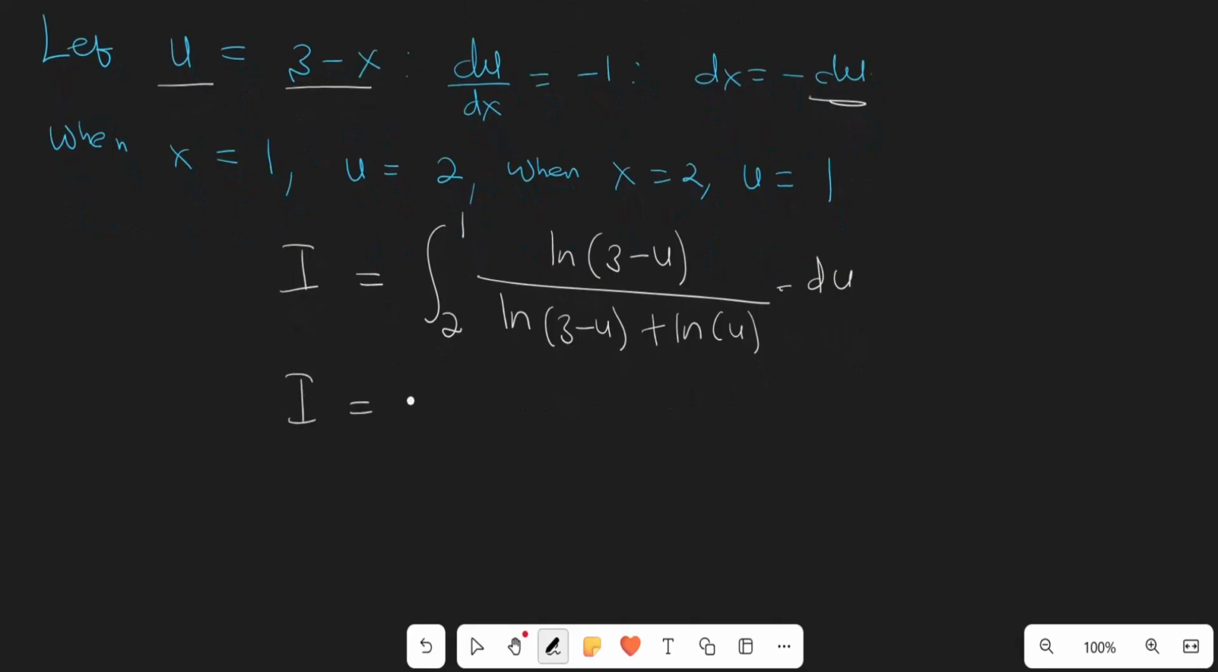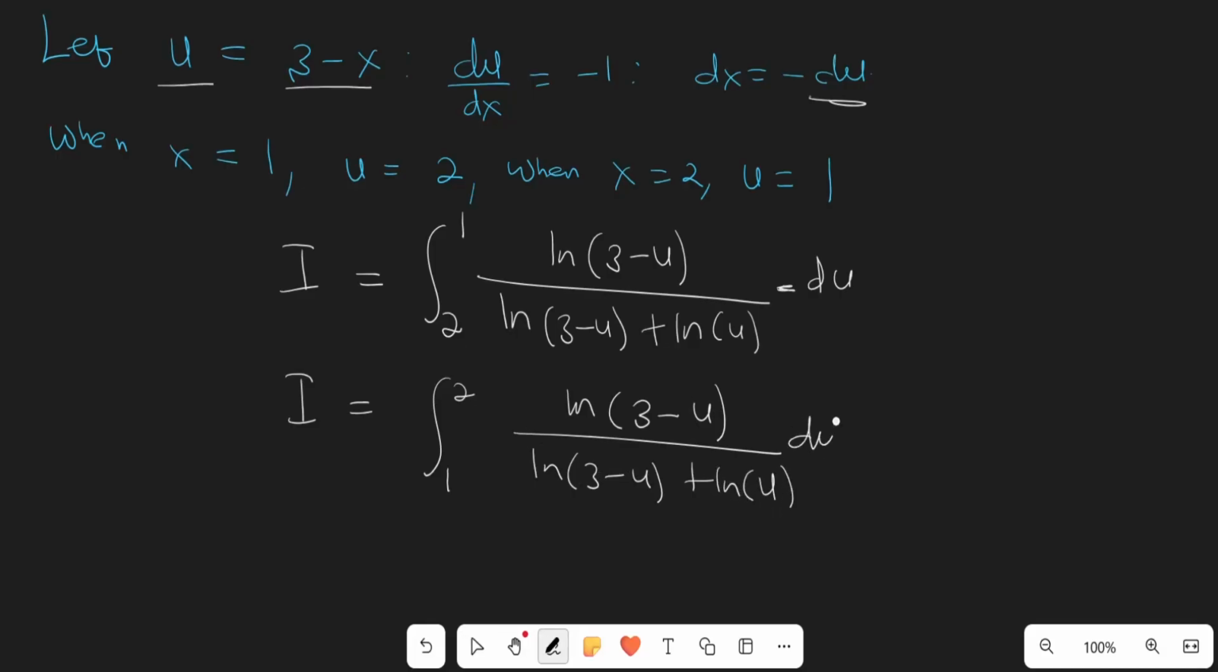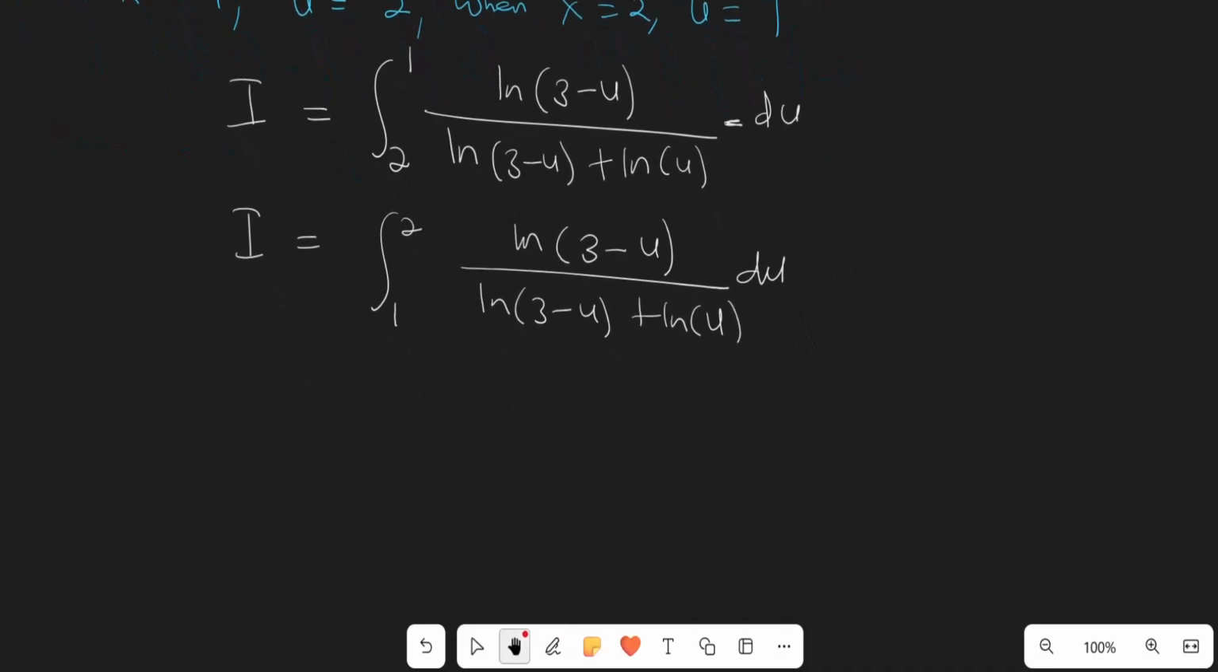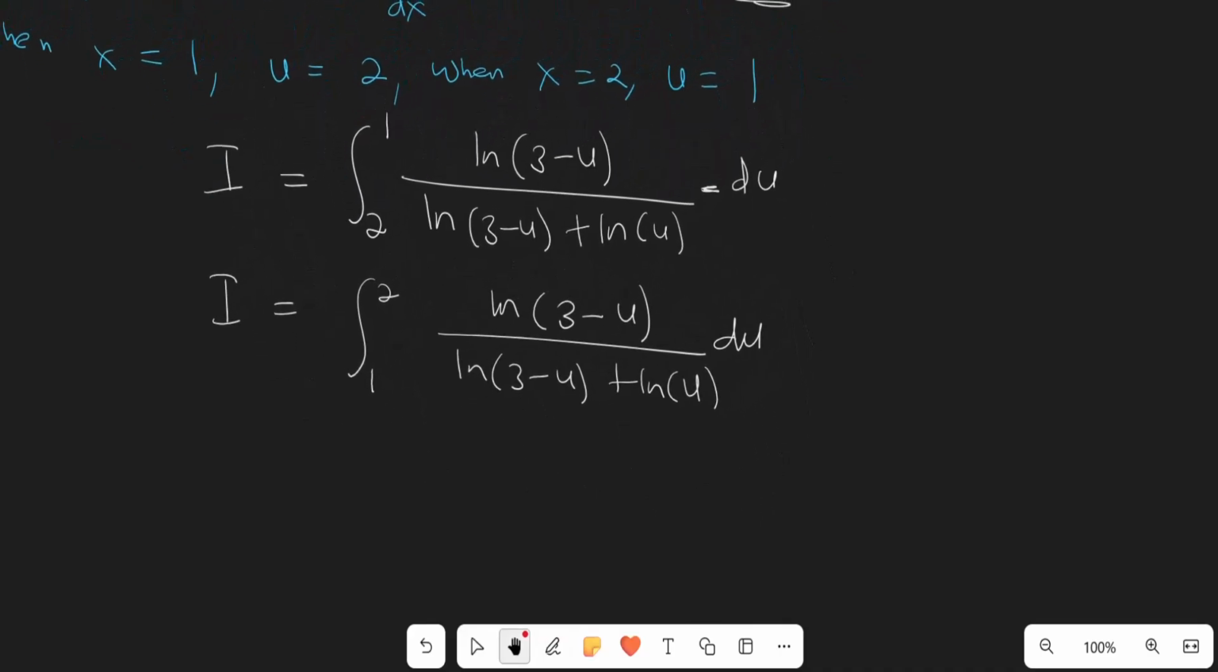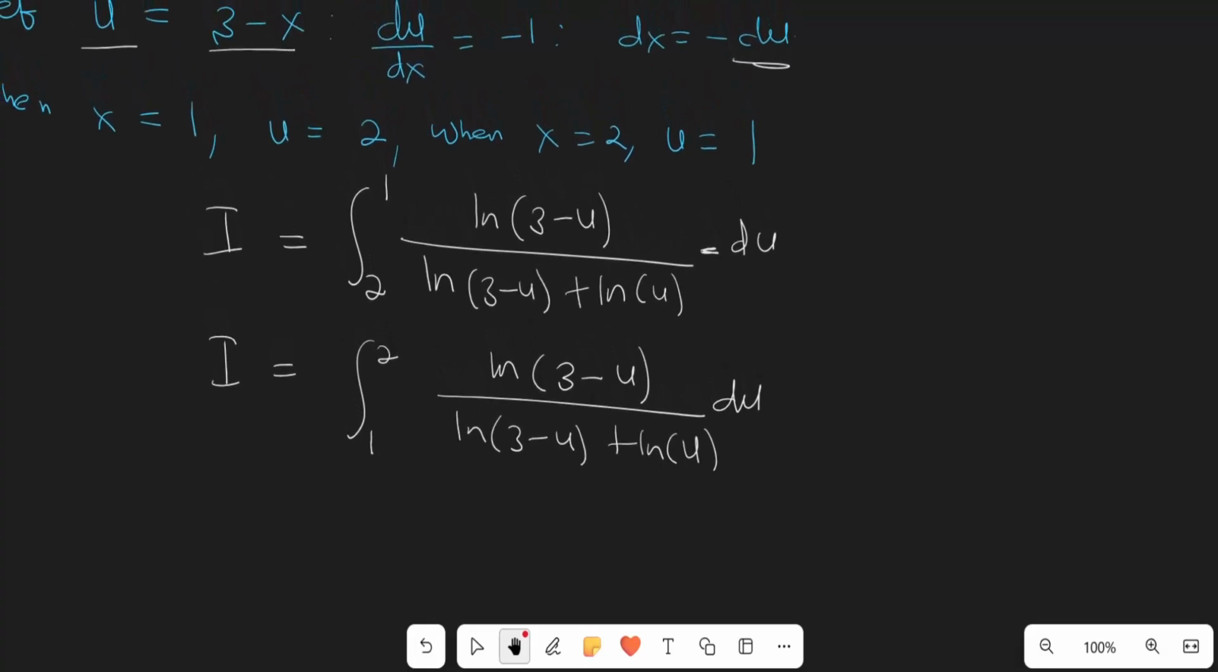So I becomes the integral, and this is negative. I can switch the limits, and switching the limits will nullify the negative. That becomes the integral from 1 to 2 of the natural logarithm of 3 minus u all over the natural logarithm of 3 minus u plus the natural logarithm of u, du. The change in limits has nullified the negative.